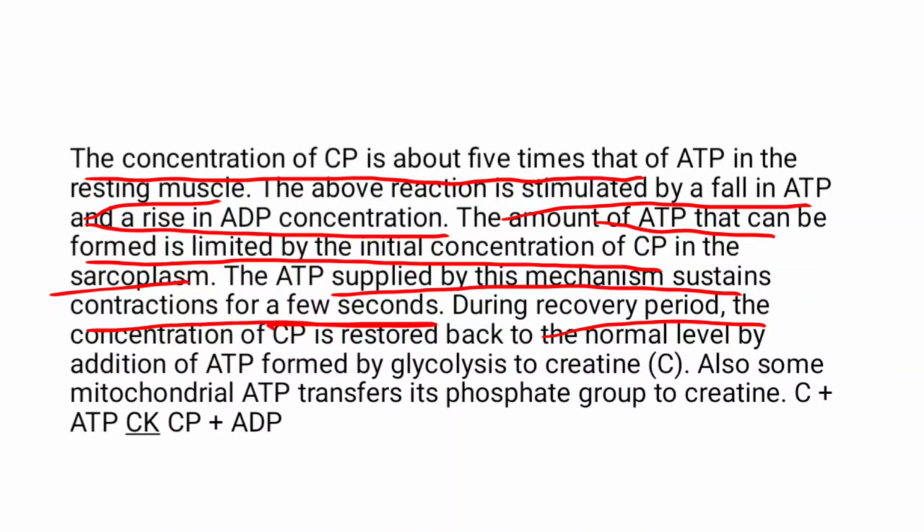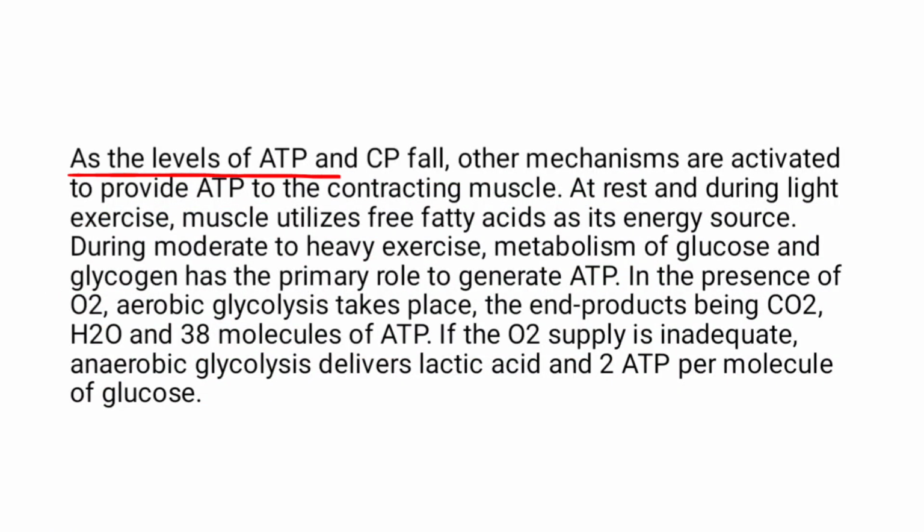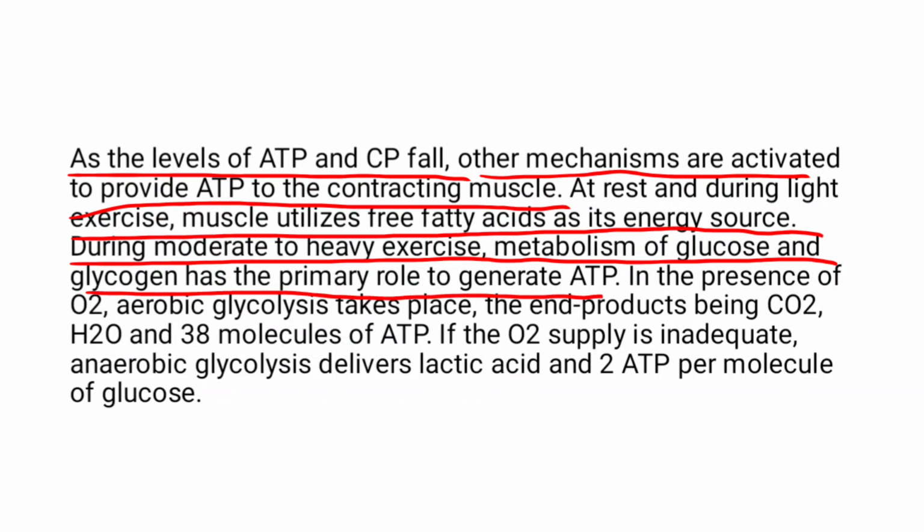During the recovery period, the concentration of creatine phosphate is restored to the normal level by addition of ATP formed by glycolysis to creatine. Also, some mitochondrial ATP transfers its phosphate group to creatine. As the levels of ATP and creatine phosphate fall, other mechanisms are activated to provide ATP to the contracting muscle. At rest and during light exercise, muscle utilizes free fatty acids as its energy source.